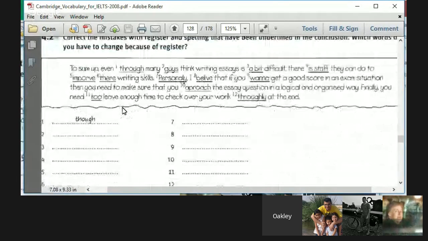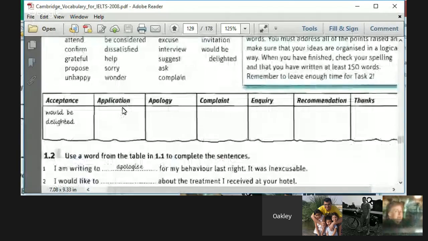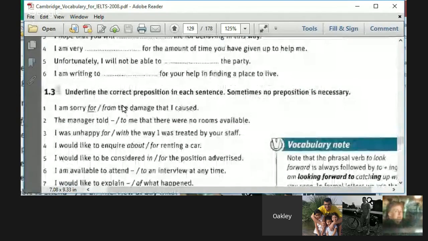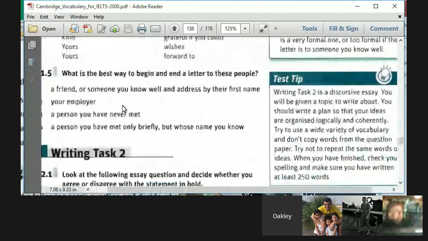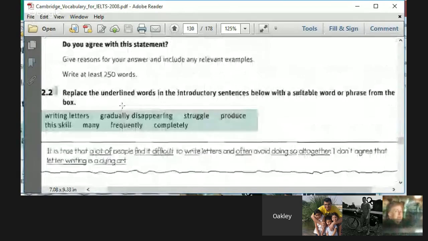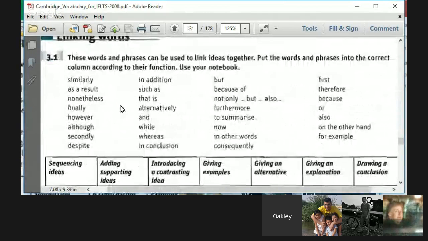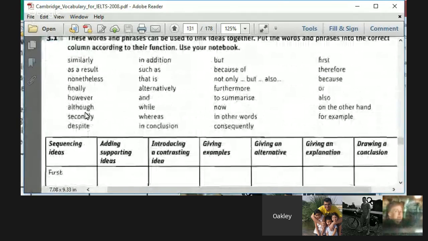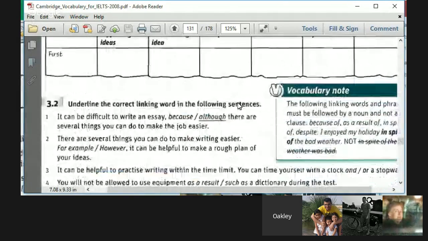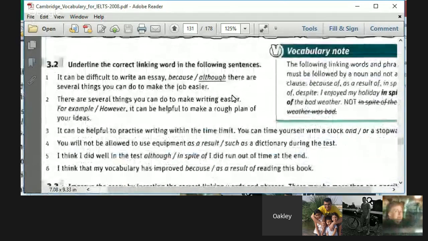Okay. No, we're not going to do that. All right. Oh, no, not that one either. Wait a minute, there's one more thing I wanted to do. Linking words. Oh, well, here they go. Oh, it's the same thing, isn't it? Never mind. Oh, here it is. Okay.